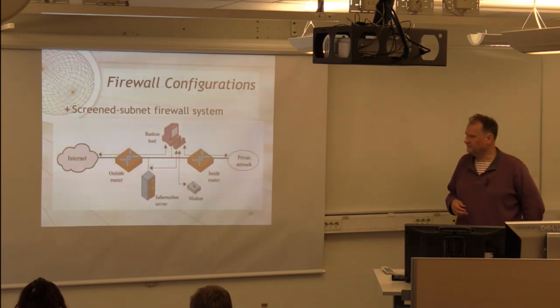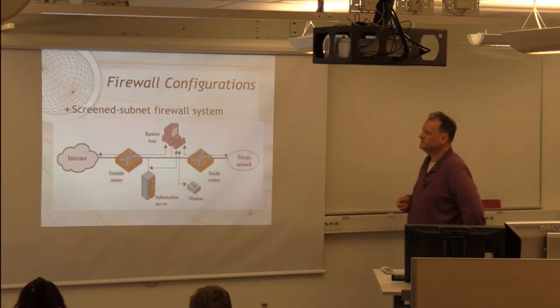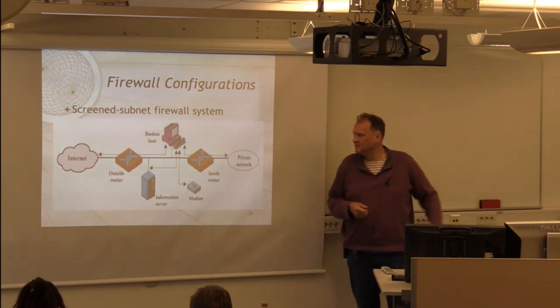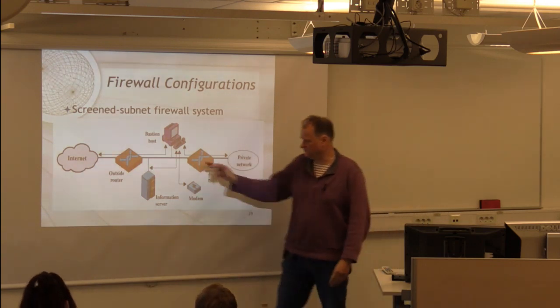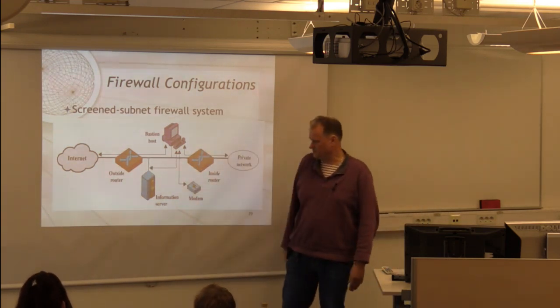And then we have a third example here. Now we add one more packet filtering router. So now we have two packet filtering routers, and we will have a Bastion host.